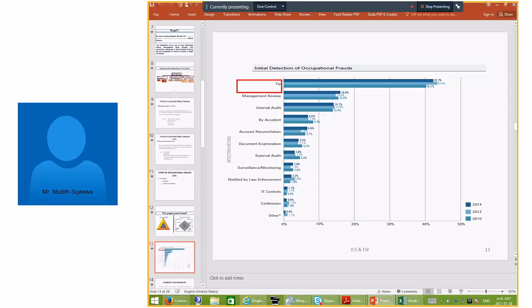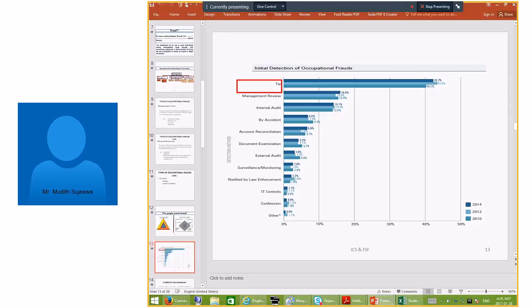This is the world scenario, not the local context. IT controls are very low. So, to understand, one of the most important methods of detecting fraud is tips.